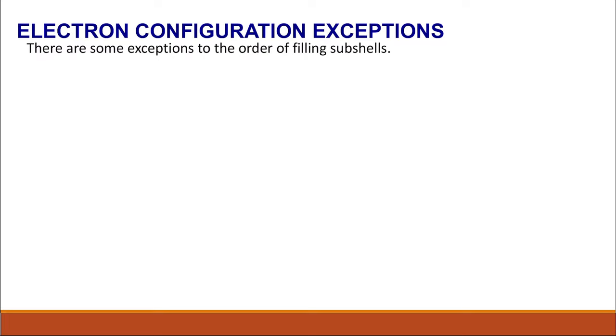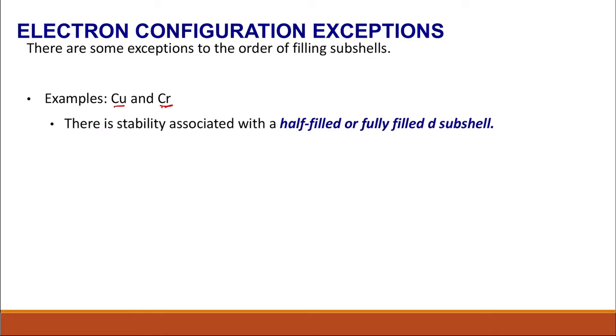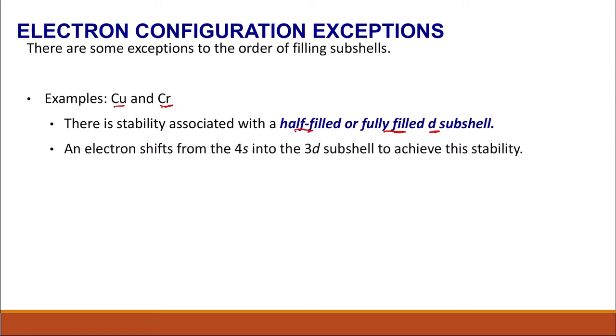There are some exceptions when we consider the electron configuration, which are related to the d orbital filling, or which is related to the transition metals. So the exceptions here are copper and chromium, and you need to know these by heart. The rule of thumb here is that there is a stability associated with a half-filled or fully filled d subshell, which means an electron can shift from the 4s into the 3d subshell to achieve this stability.